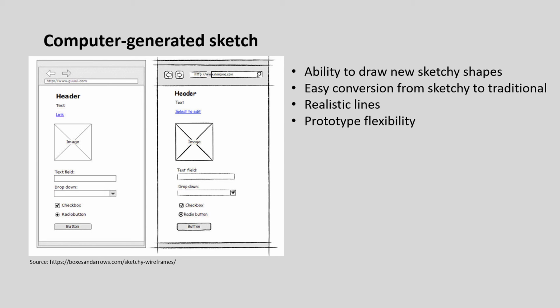Number 1, the tool should be able to do freeform sketches and let the user make hand-drawn sketches easily. 2, the tool should enable easy conversion from a sketchy look to the traditional look. 3, the tool should be able to approximate hand-drawn lines. They should be wavy, with varying line weights, and have some smudging and smearing. And 4, the tool should enable rapid interactive prototyping, thus addressing one of the main concerns and drawbacks of handmade sketches.